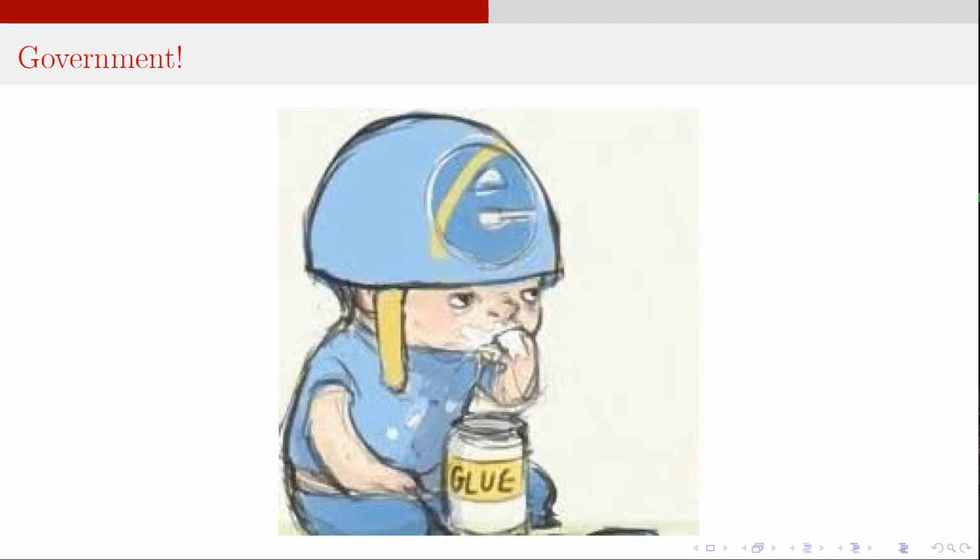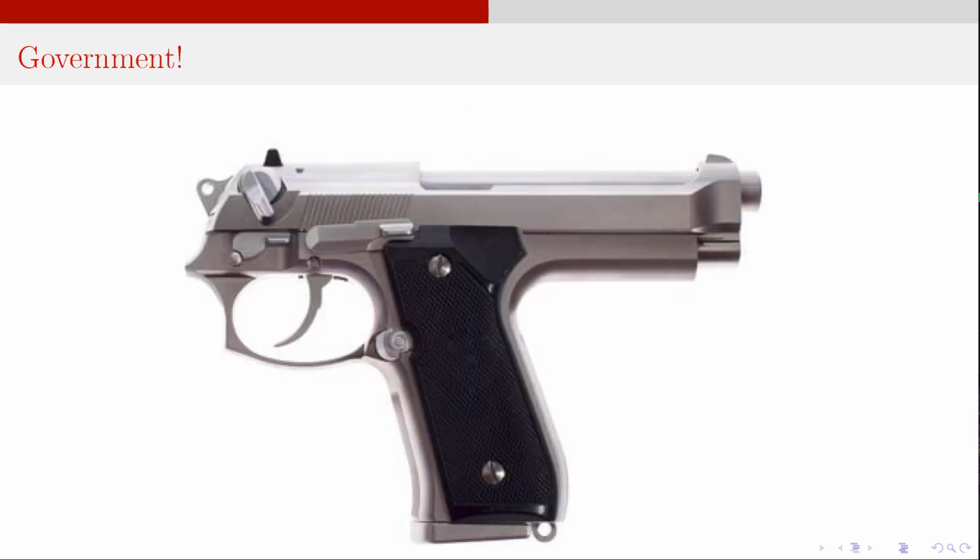So here is the government right here. Microsoft's Internet Explorer and government are really pretty much the same. Just switch the E out with a G, and that's government. If government was a gun, this is what government would be like.